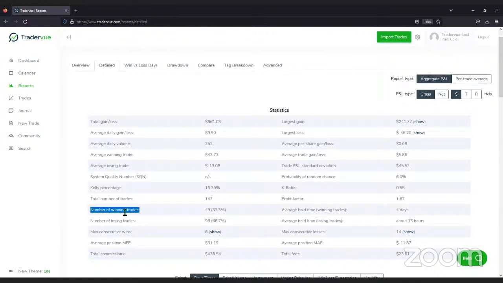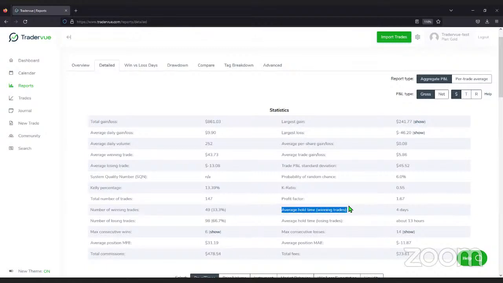losing trade, number of winning trades, number of losing trades, total number of trades, because you need a certain amount of trades to have a valuable sample size, if you will. Then I like to look at the total of commissions, average position MFE, average position MAE, of course the profit factor, and the number of winning trades includes the winning percentage and the losing percentage, and largest gain and largest loss. So those are the statistics that I like to see.